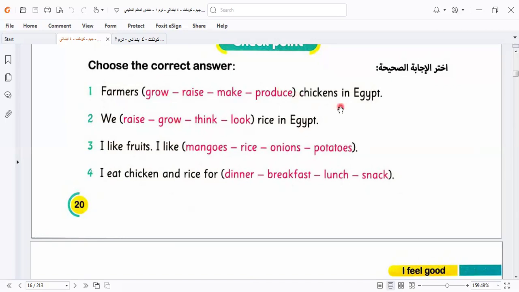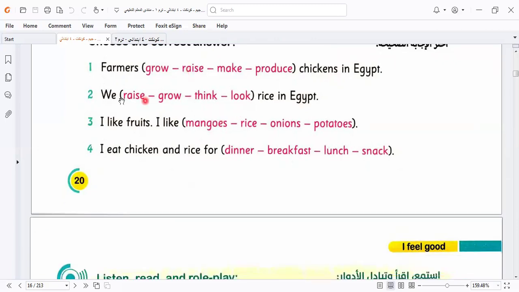So you are clever pupils. Why? Because chickens here are animals, so I select raise without thinking. Next: here is what we raise, grow, think, look, rice in Egypt. If I select raise, you would say, Miss Iman, you are wrong. Why? Because rice is a plant or a crop, so you must use grow, not raise.